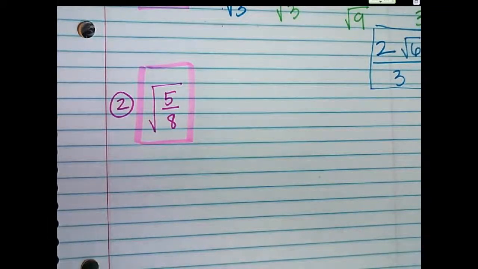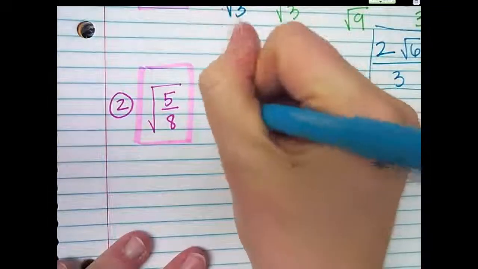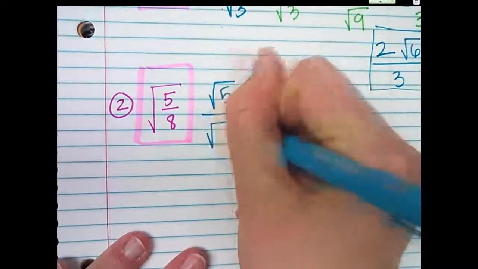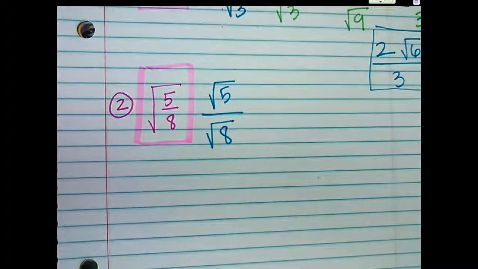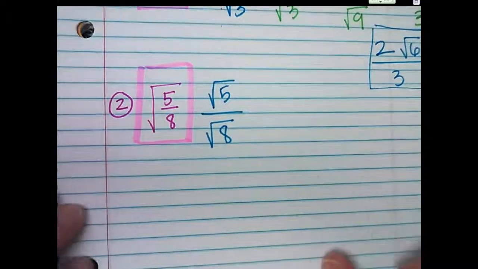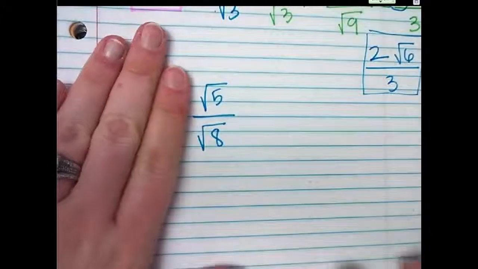So first thing I'll do is just split it. That way you can look at the top and the bottom separately. So square root 5 on top and square root 8 on the bottom. Okay, so I'm done with that. I'm looking at the blue now.